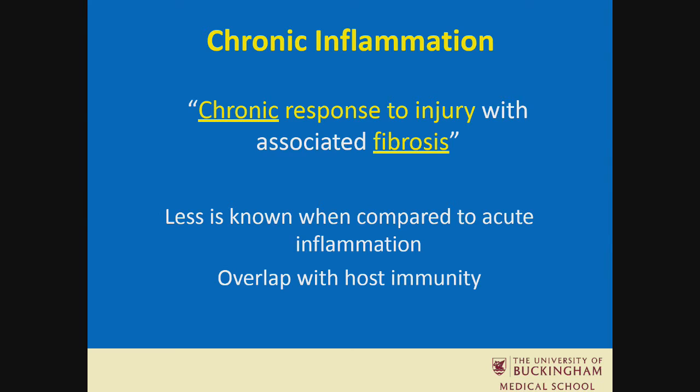So definition: inflammation is the response of living tissue to injury. So chronic inflammation is a chronic response to injury, and it is usually associated with fibrosis, because some sort of repair is also going along with the injury and inflammation. That's why there is fibrosis. So chronic inflammation is a chronic response to injury associated with fibrosis.